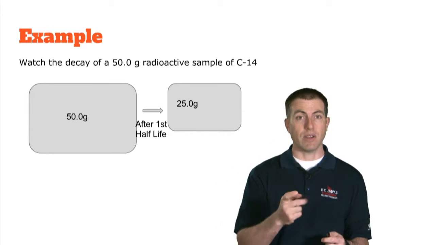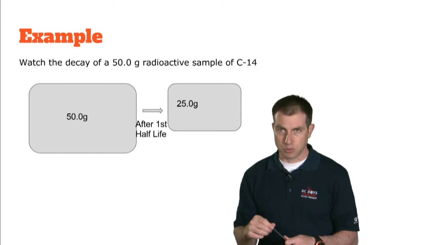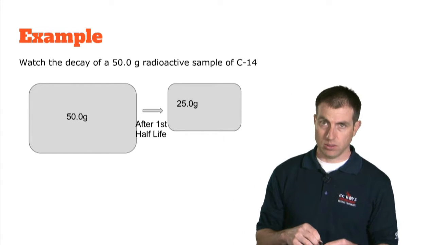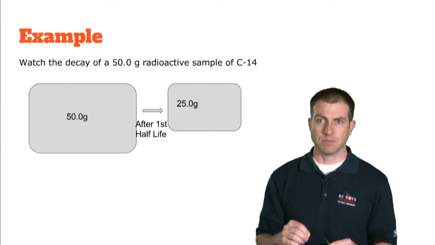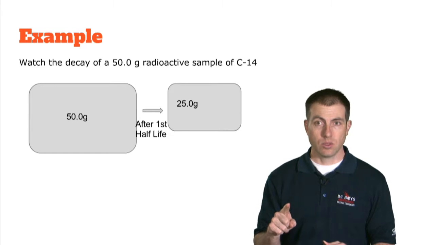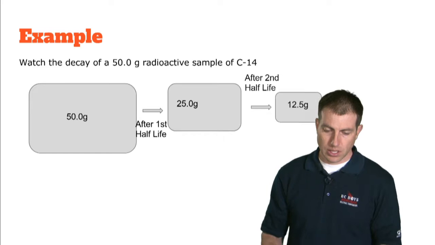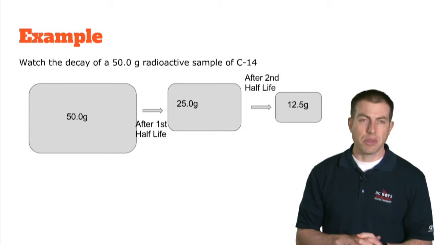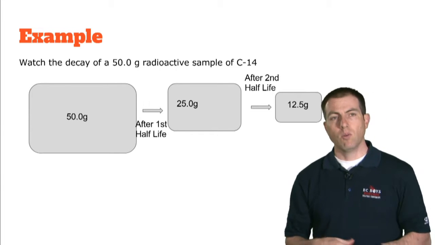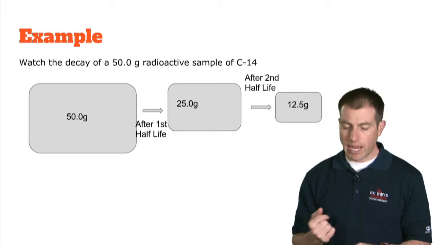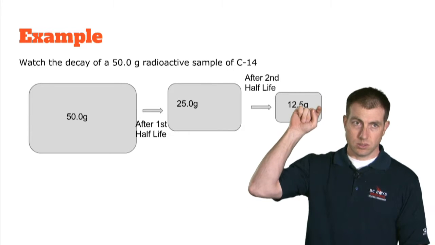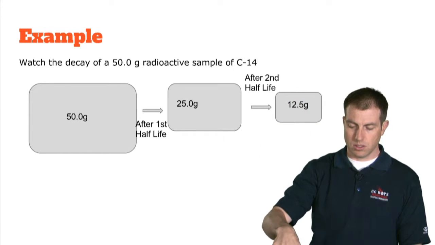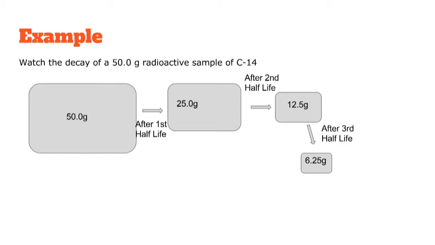So after the second half-life, how much should we have left? What's half of 25? Help me out. We're going to go with it all the way down. 12.5. Bingo. All right, so 2 half-lives, we're down to 12.5 grams. We wait another 5,730 years. Time's ticking. What do we have left after that? What's half of 12.5? 6.25. And then another half-life passes.